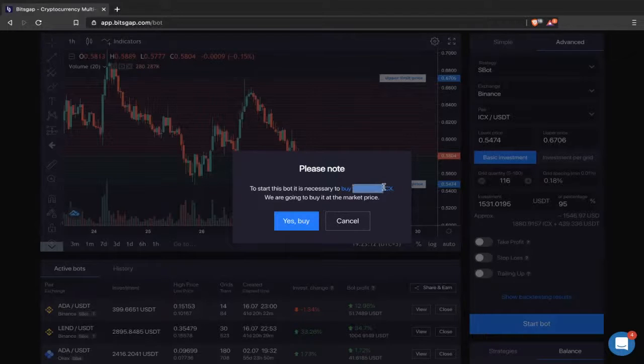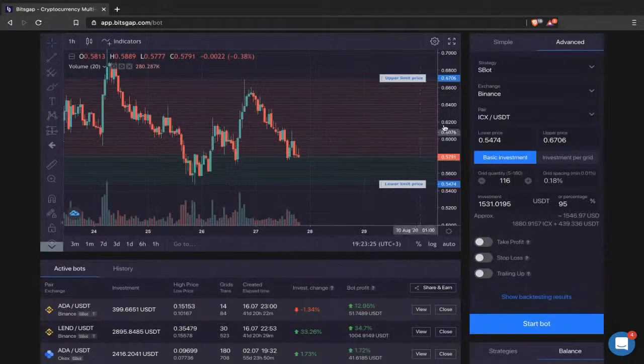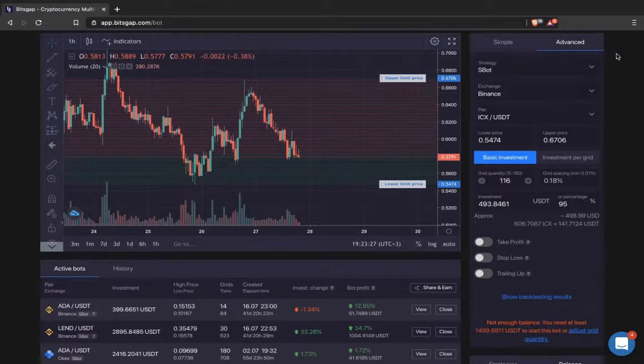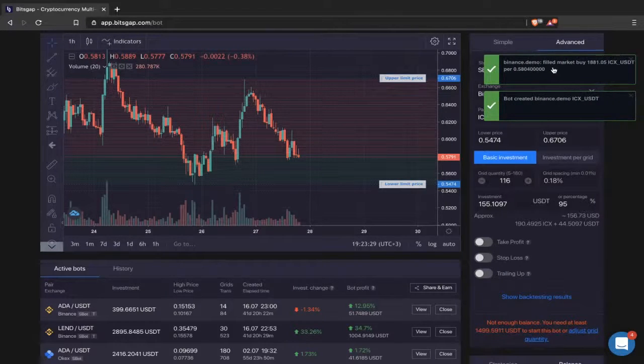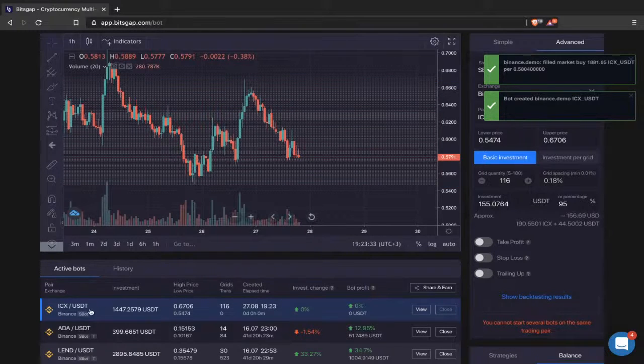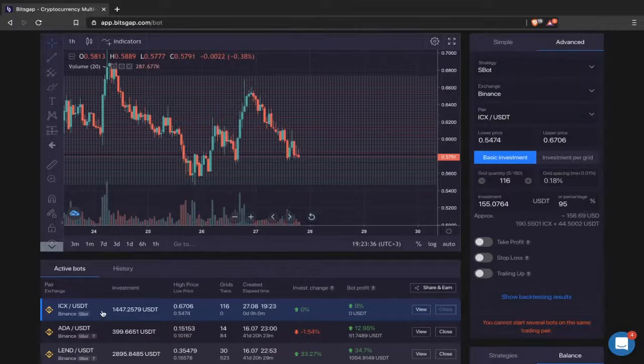But just for this example, let's assume that I'm in a rush and I don't have time to plot limit orders because it really requires spending some time. I just want an instant action, so I'm going to click on yes, buy, and you see that the system automatically plots a market buy order, it fills it, and now I have my ICON trading to USDT set up in the list of my active bots.